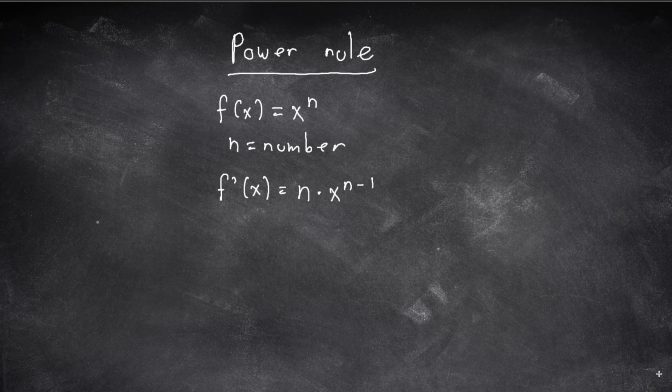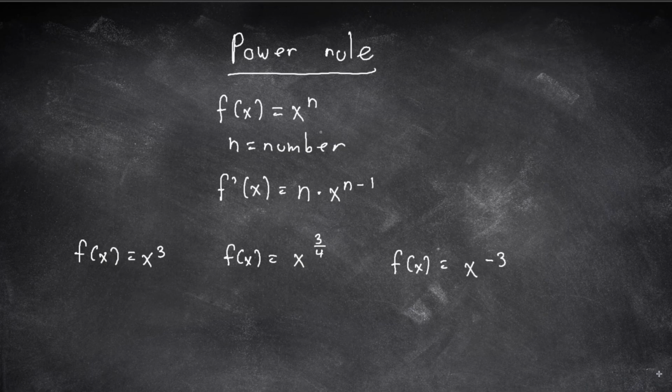So let's say we have f of x. Instead of a quadratic, let's say cubic. And let's say it's not even an integer anymore. Let's say it's a power of 3/4. And let's try one that's not even positive. Let's say x to the -3. So the power rule gives us the derivative.